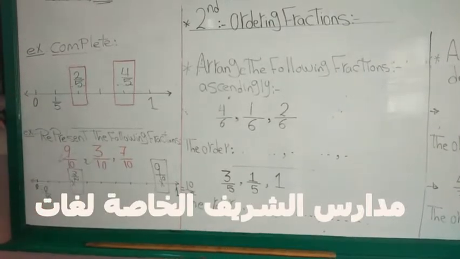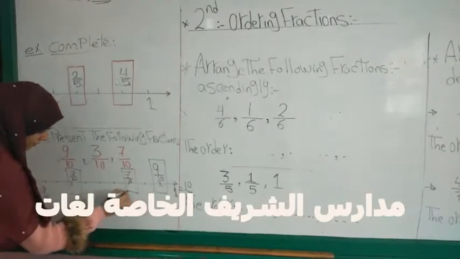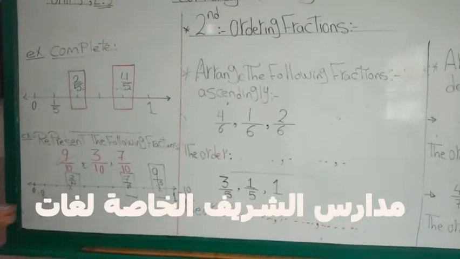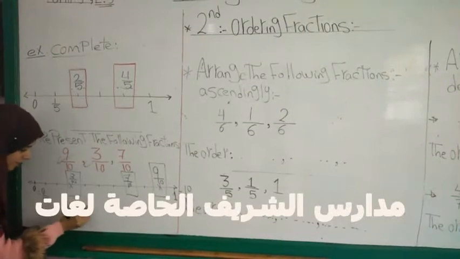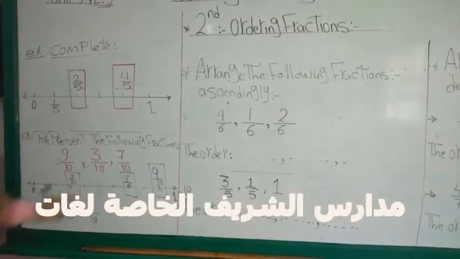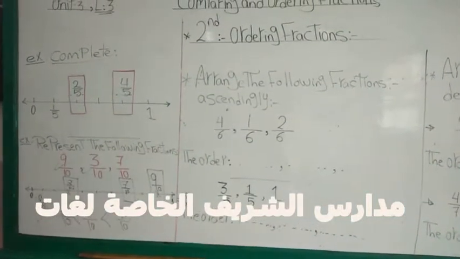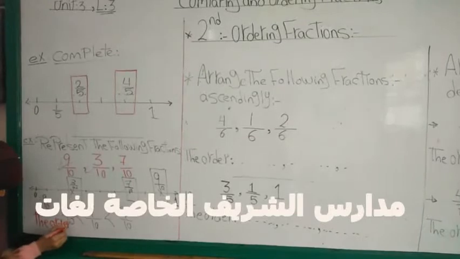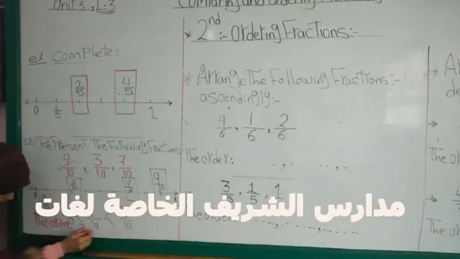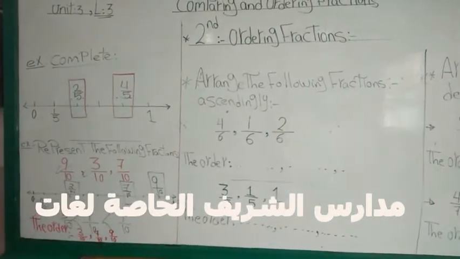Then 7 tenths after 3: 4, 5, 6, 7 tenths. Now we can see that the fraction 3 tenths is the smallest fraction and is less than 7 tenths. And 7 tenths is less than 9 tenths, and we can write it in ascending order: three tenths, 7 tenths, and 9 tenths. All fractions here have the same denominator.